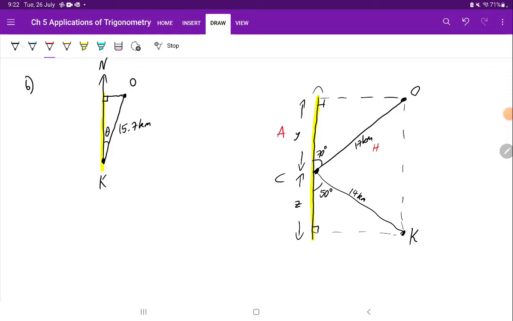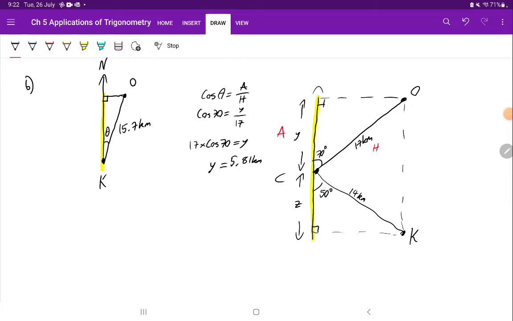So cos theta equals A over H. Cos 70 equals adjacent, which is Y, over hypotenuse, which is 17. Multiply both sides by 17, and we get 17 times cosine 70 equals Y. Y is equal to 5.81 kilometers. So that's how far north Olga went.